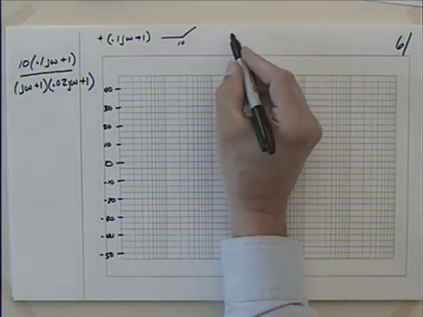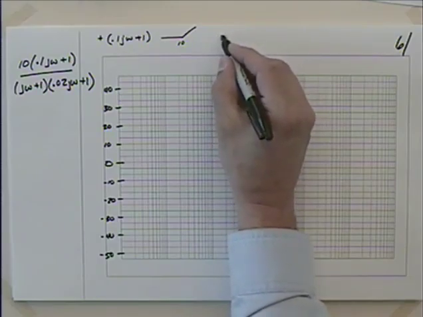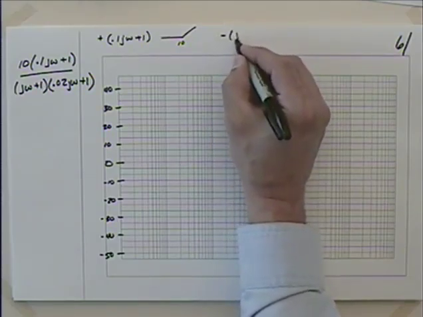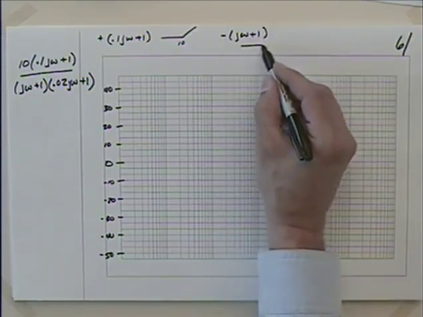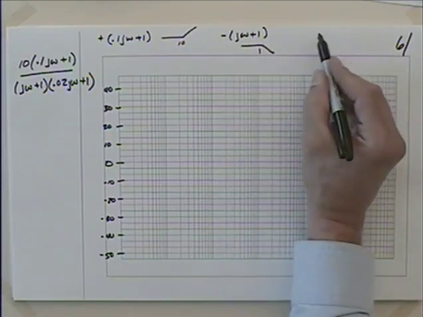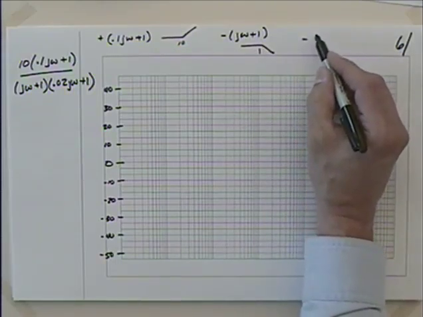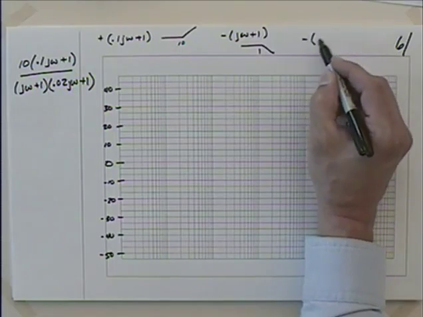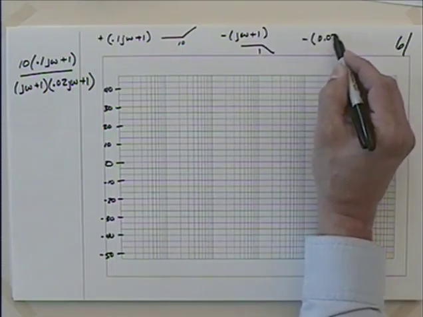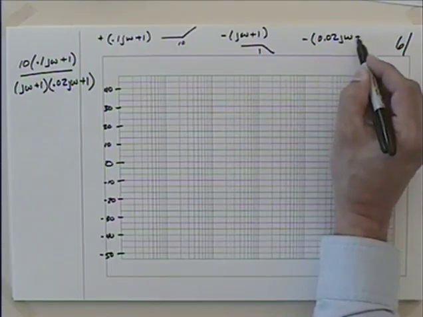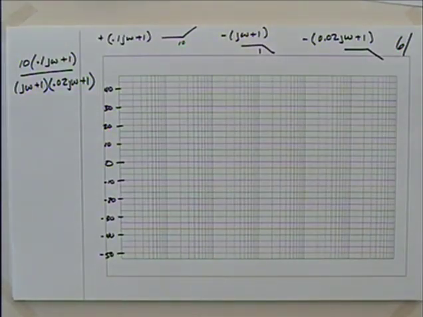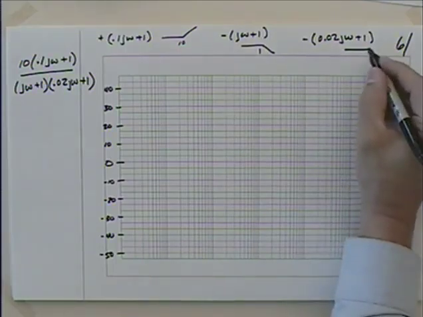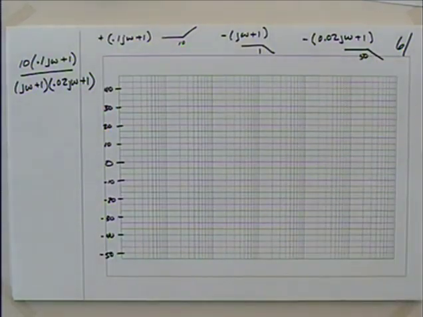Then I'm going to have another one with a minus, because it's in the denominator, minus j omega plus 1. So that's going to turn down. Where's that going to turn down? 1, great. And then we also have a minus 0.02 j omega plus 1. So that's going to turn down at what? What's 50 times 0.02? Should be 1, shouldn't it? So we're going to have this at 50, aren't we? Good.